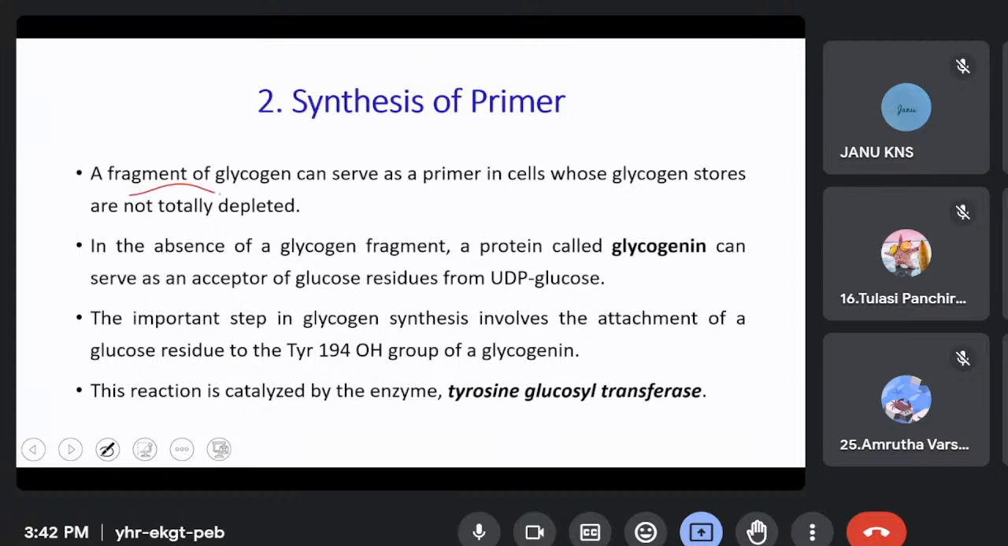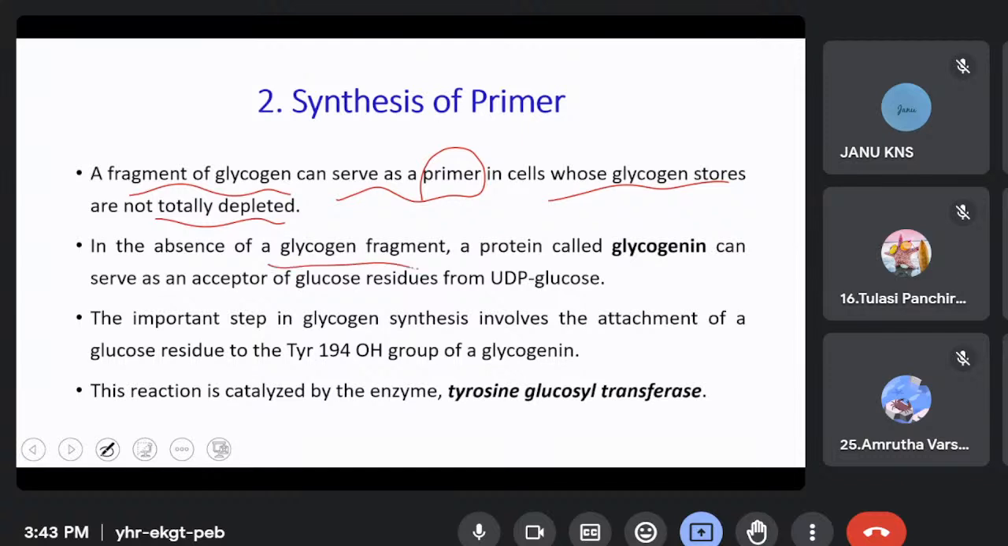Okay. So a fragment of glycogen can serve as a primer in cells whose glycogen stores are not totally depleted. Every human being does not deplete glycogen stores completely. One day or the other day we will be eating something, so that the liver has glycogen stores. So this glycogen is utilized to form a small fragment of glycogen, which acts as a primer.